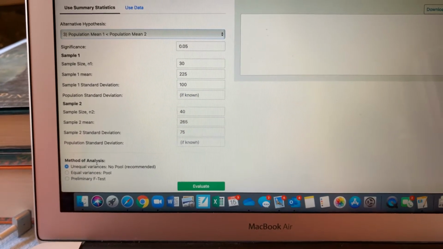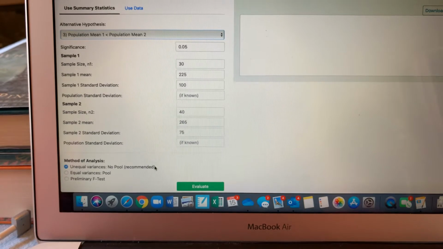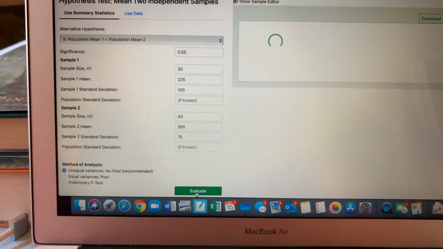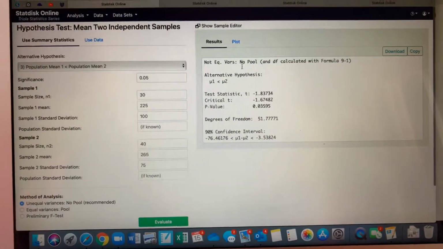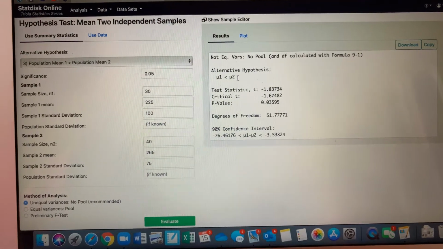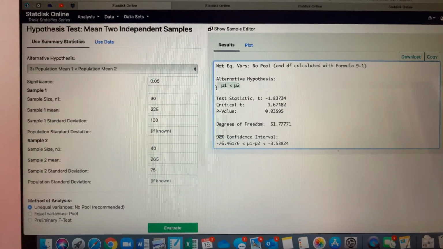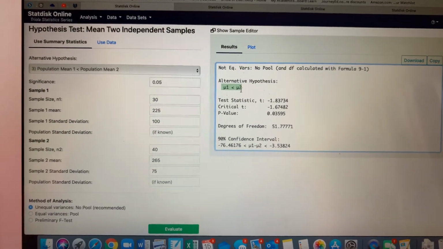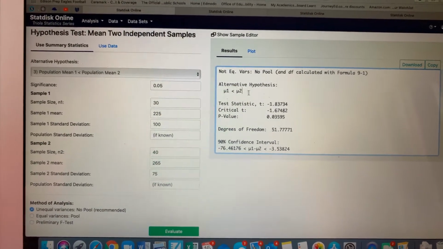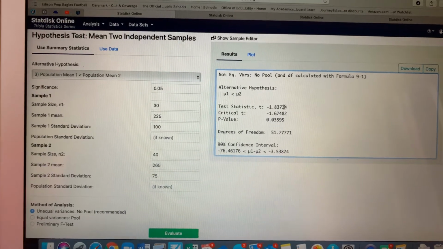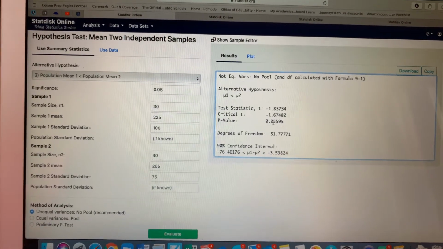Again, this method of analysis, we're just going to always leave it on unequal variances. We're not going to mess with the other stuff. Evaluate. All right, so we have all this information. It reminds us of what our alternative hypothesis is. Check and make sure that that matches what we have before you move on. It does. So we can write down our test statistic and our p-value.